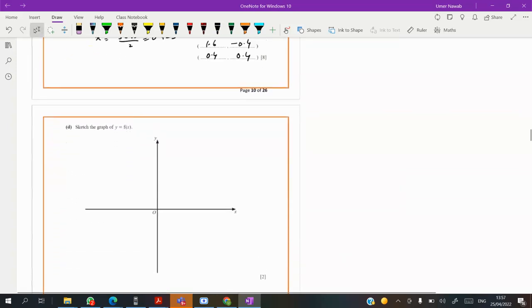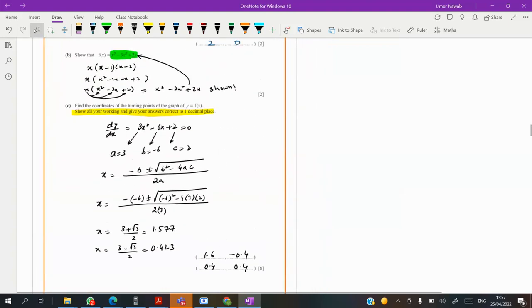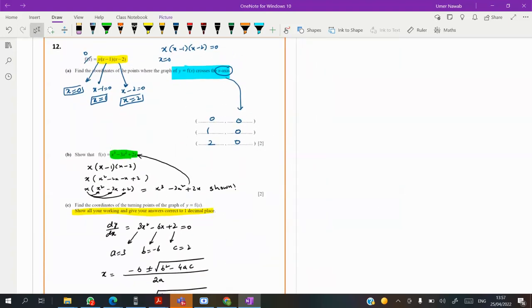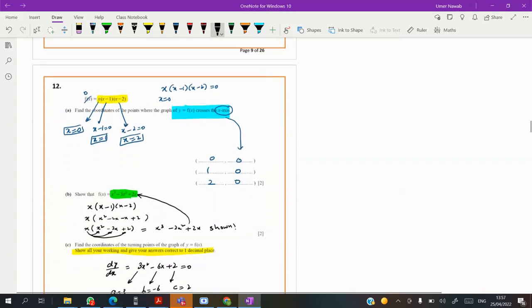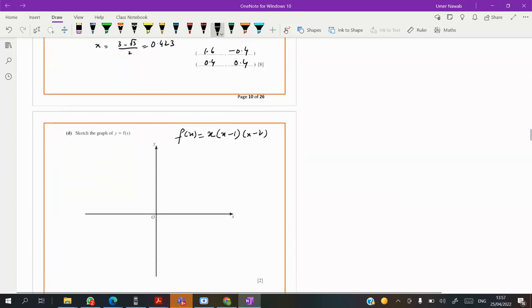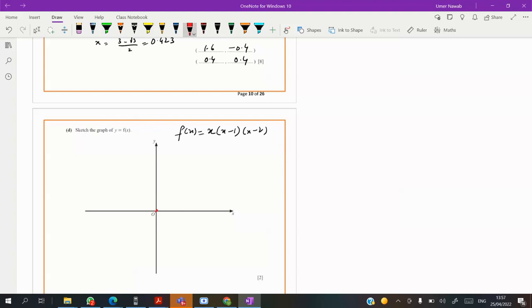Now we have to draw the sketch. Didn't I explain the sketch before? We saw that this graph f of x was x minus 1 and x minus 2, and it was having three x-intercepts. The graph was cutting at 0, at 1, and at 2. So this is 1 and this is 2. So the graph came from here, cuts from here, and goes down. So this is the sketch.